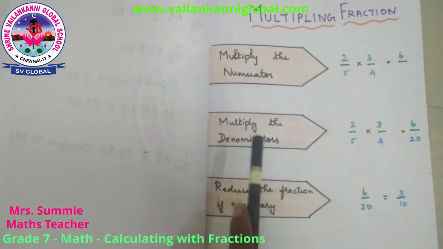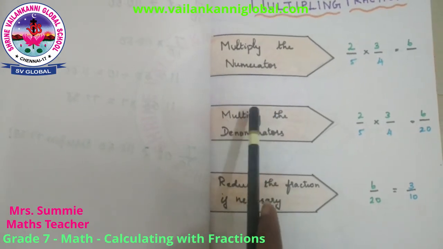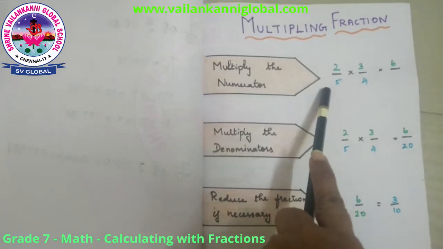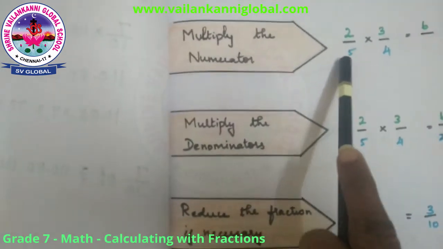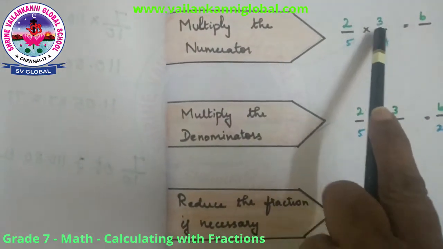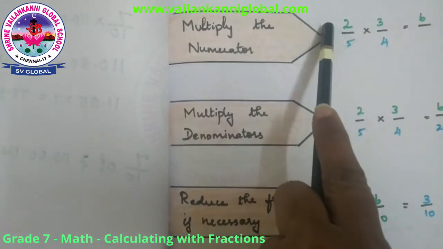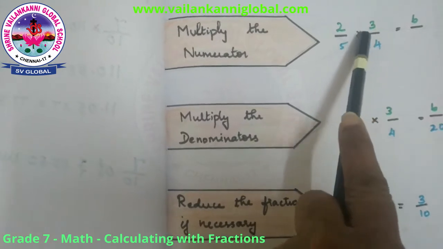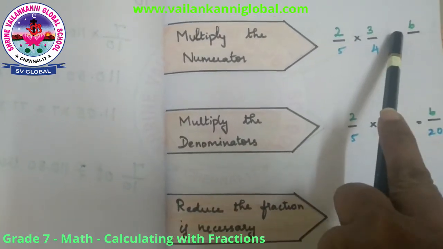The first step when we are multiplying fractions is to multiply the numerators. That is, if it is 2 by 5 into 3 by 4, first you need to multiply the numerators, that is 2 into 3. So 2 into 3 is 6.